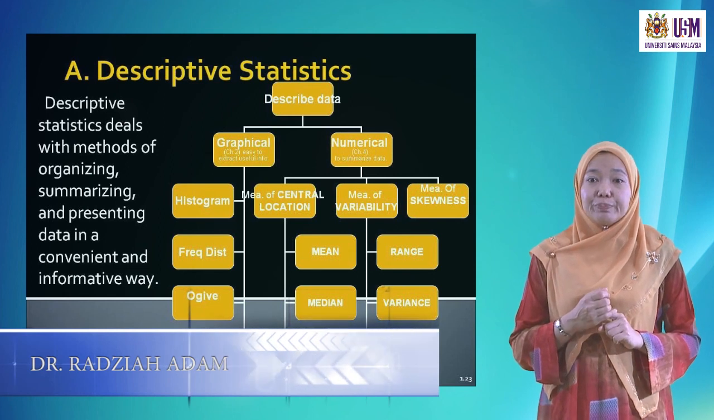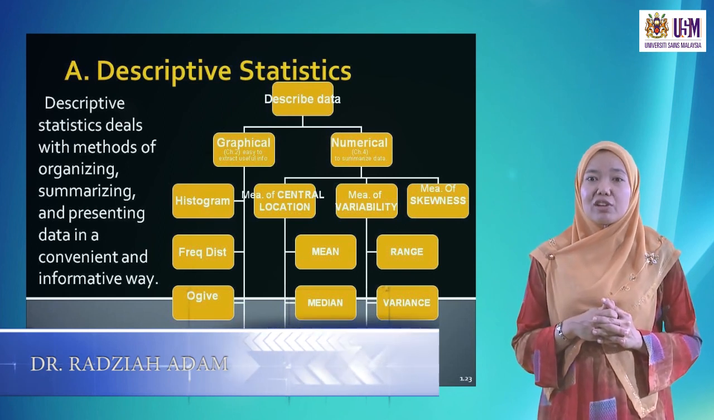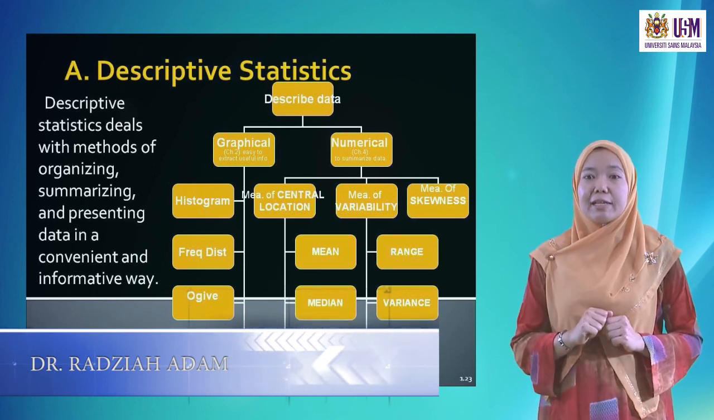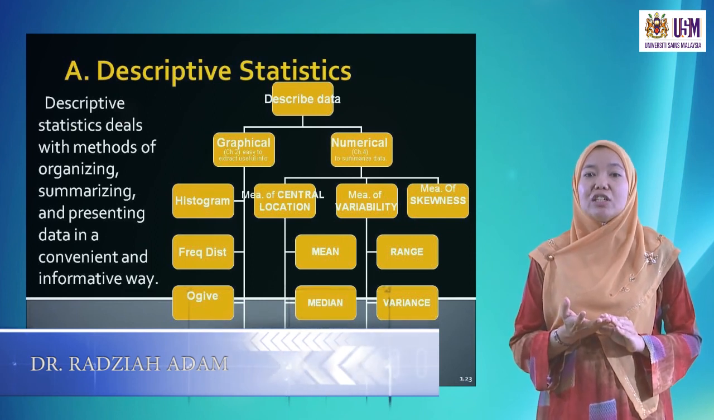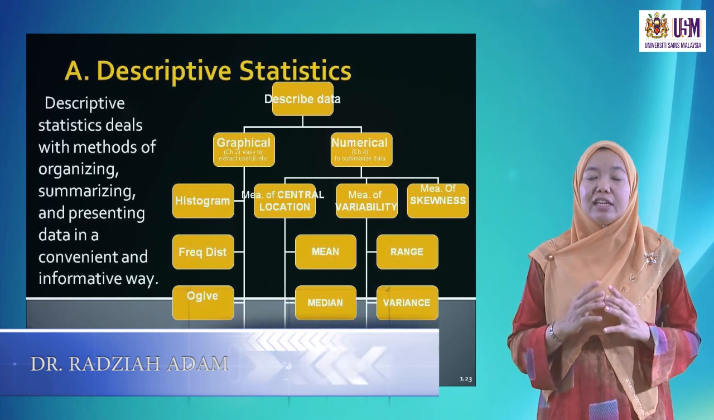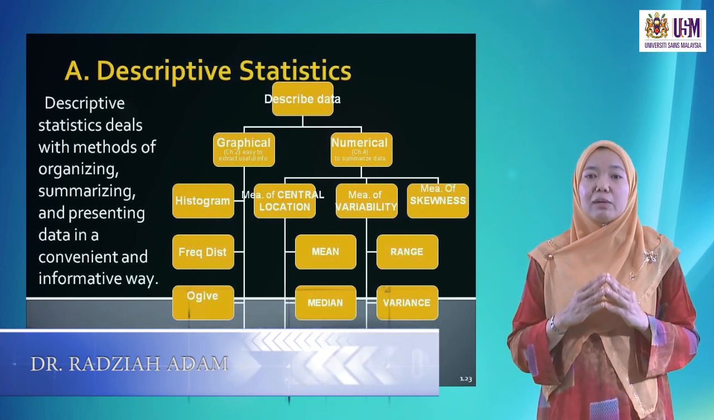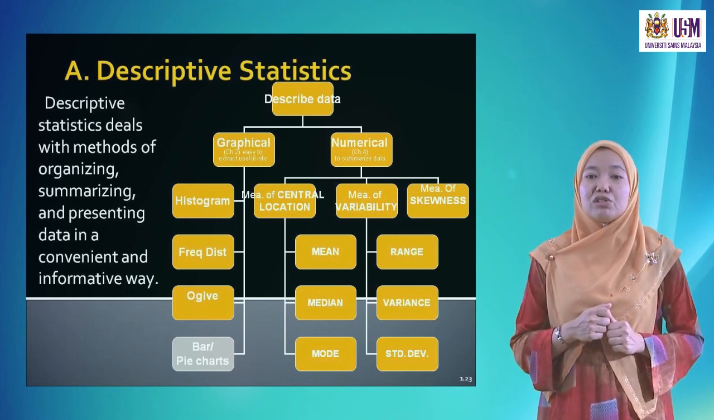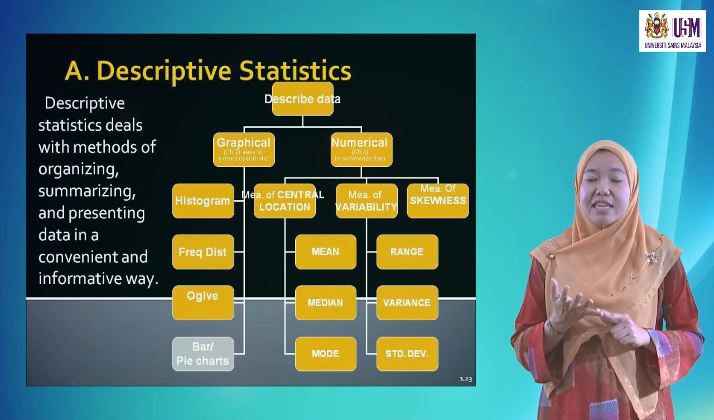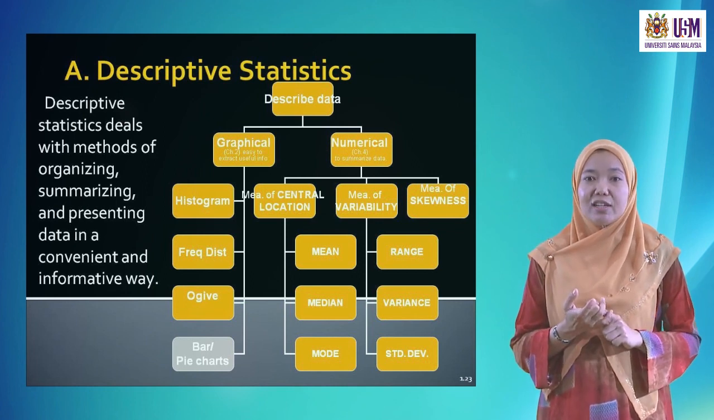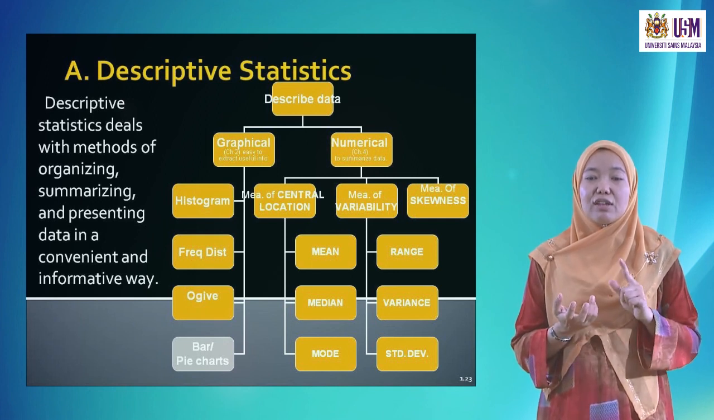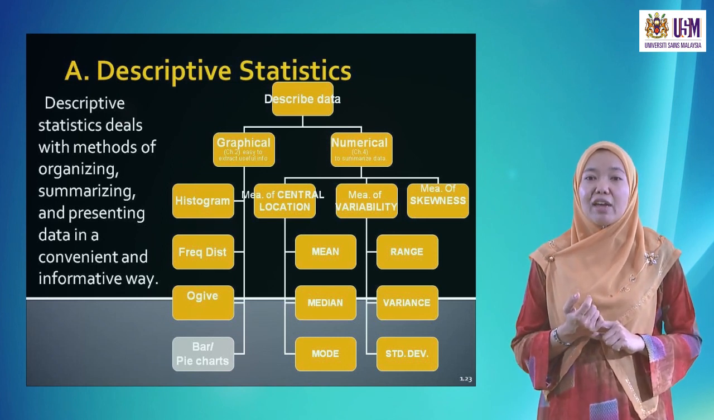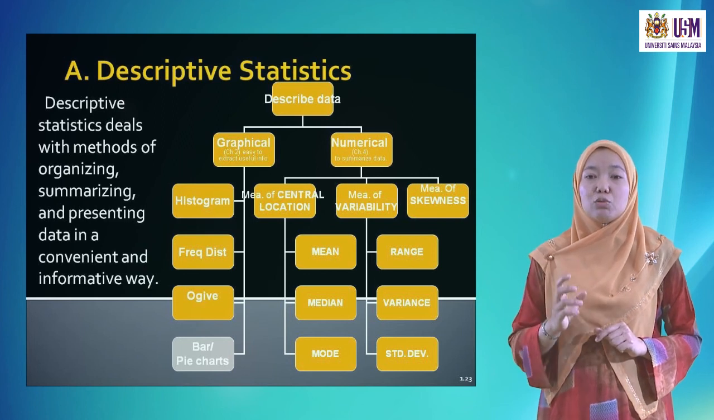On the right hand side of the diagram on screen, you can see that when you discuss data in terms of numbers, you can describe it in three ways. First is what we call measure of central location, or sometimes also called measure of averages. This is further divided into three parts: we have mean, we have median, we have mode. This is quite new, I guess, because most of the time when we talk about averages, what you have in mind is just the word mean.